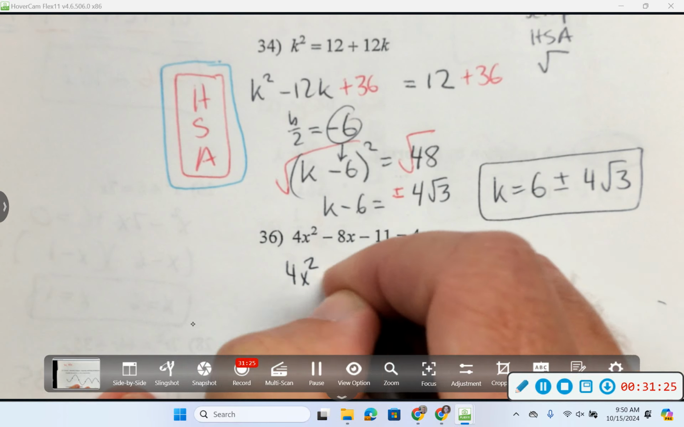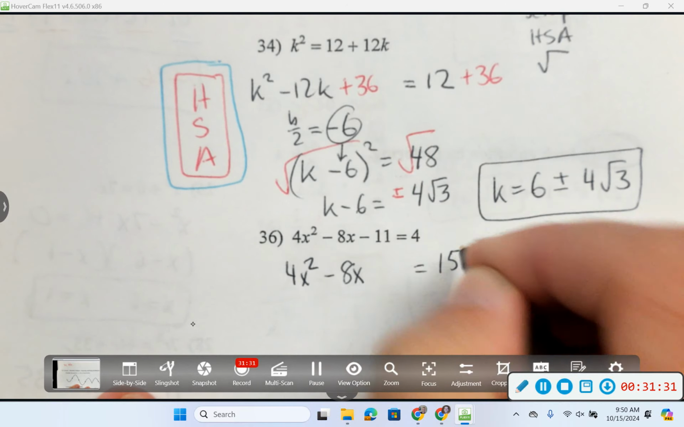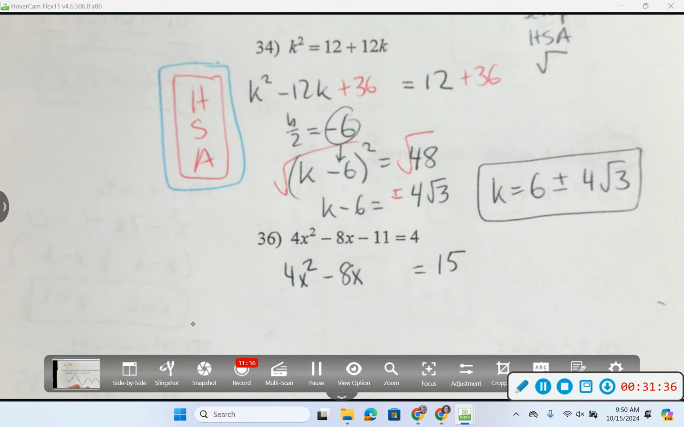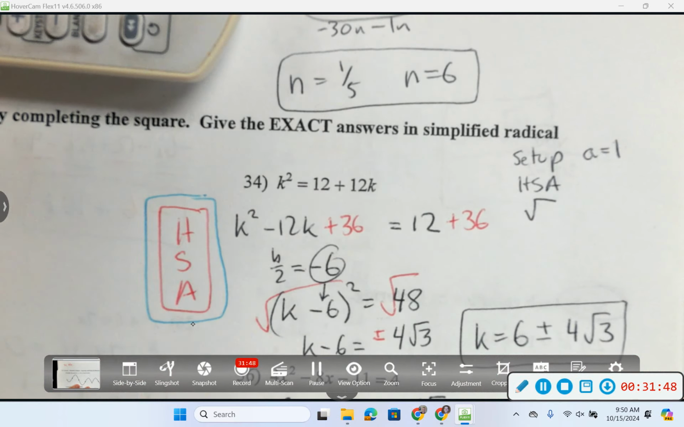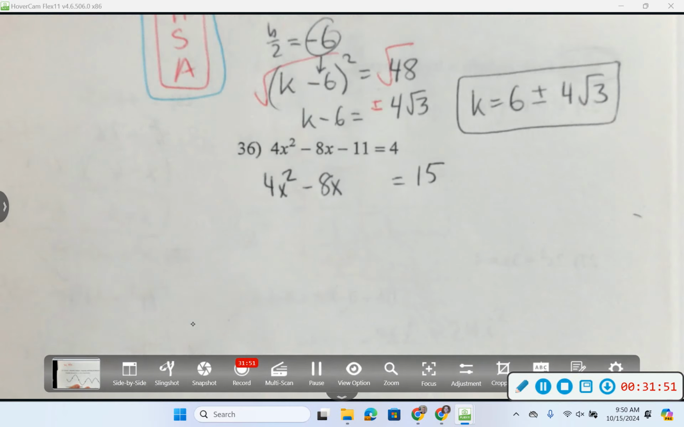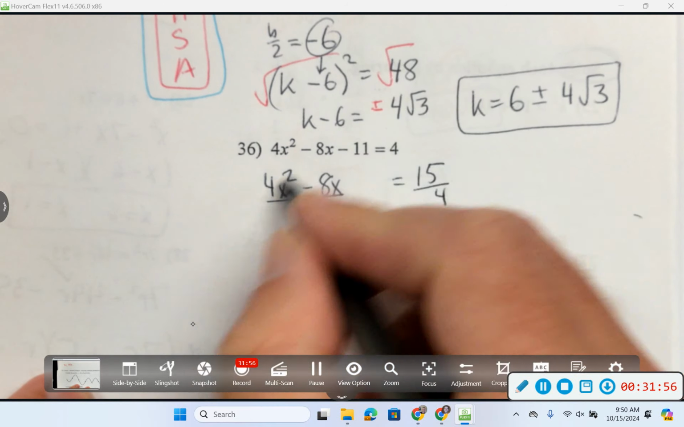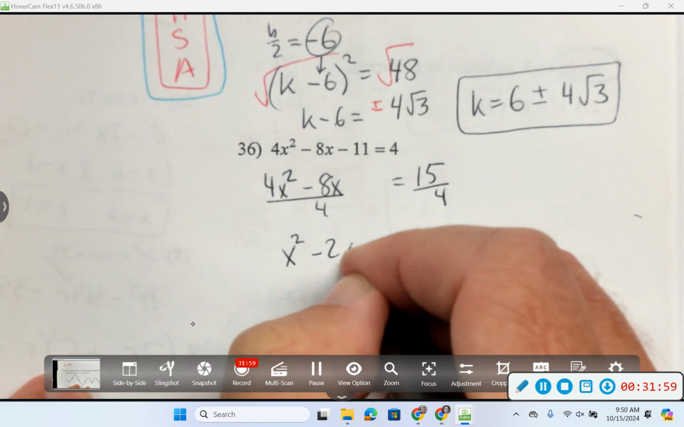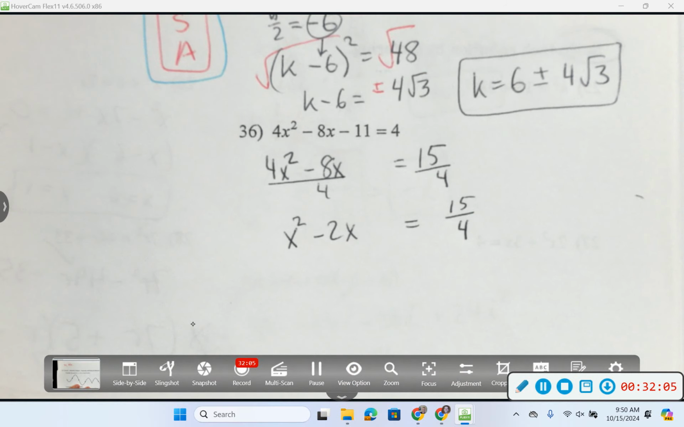Last one. 4x squared minus 8x, and then I'll move that 11 to the other side. 15. I don't like where this is going. What do I need to do next? I can't do half of b yet because I've got to do the setup part. I've got to have a equal 1, and then I can worry about half it, square it, add it. So let's divide everybody by 4, which is fine on the left-hand side. Right-hand side's kind of annoying, but oh well.